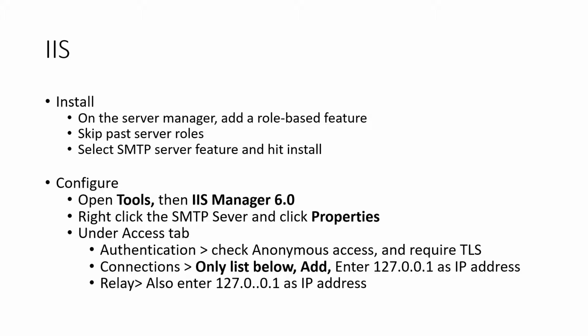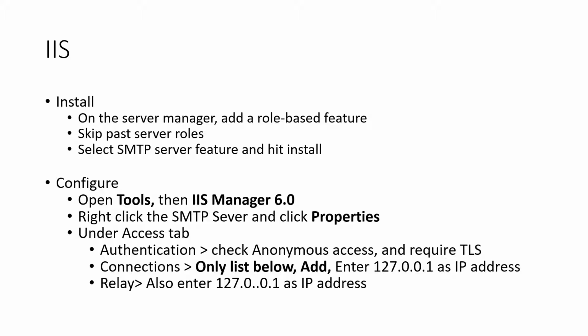So now for IIS, we will be using IIS again on the Windows server, and to install, just open the Server Manager and then click add roles and features, and then you're going to skip a couple times till you get to the select features window, and then you're going to scroll through and select the SMTP Server feature and then hit install. And then once that's finished, you can configure it under the Tools tab on the Server Manager homepage, and then go to IIS Manager 6.0. This is very important because there's the IIS Manager, the regular one, and then there's another choice that's the 6.0, and you'll need to do the 6.0 to see your SMTP server.